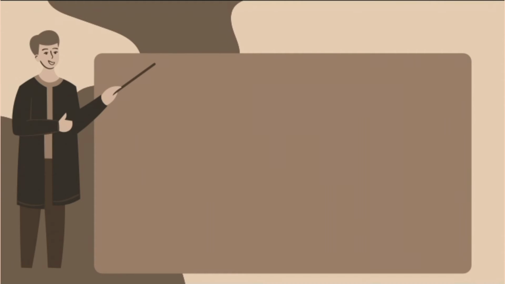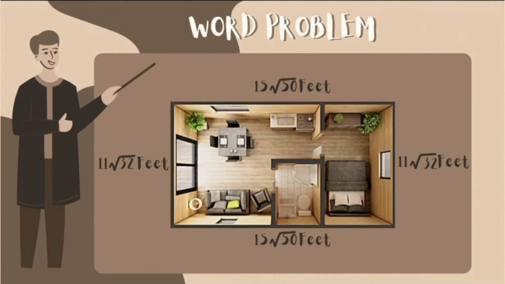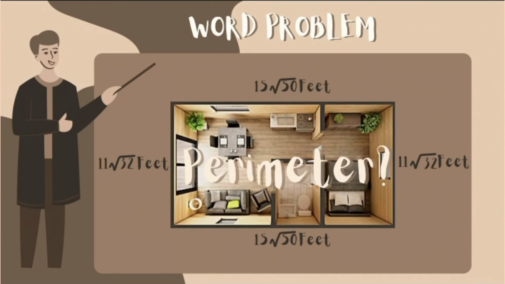We are not just going to end here. Let me give you a word problem. So there's a rectangular apartment in the city. Both two sides have a length of 15 square root of 50 feet, and the other two sides have a width of 11 square root of 32 feet. The question is, what is the perimeter of the room? This is Sir Andren, and let's all welcome Miss Gahalion to solve the problem.